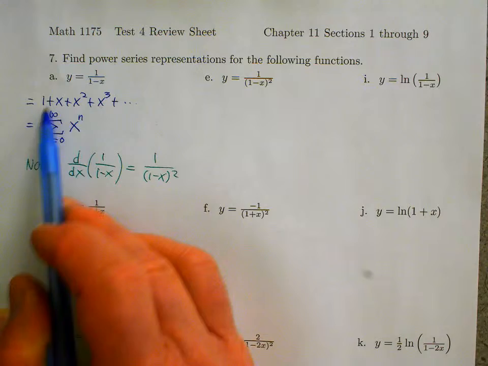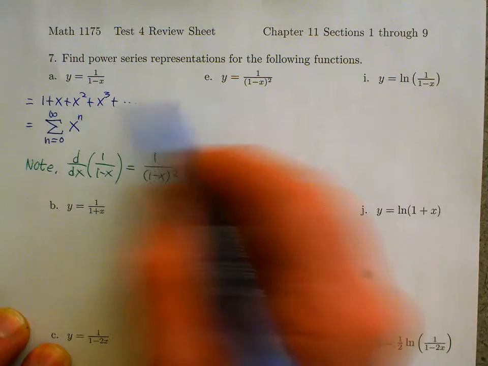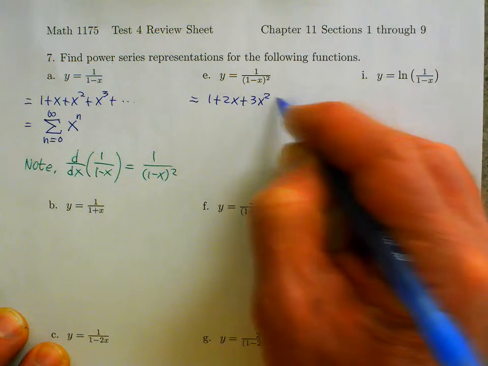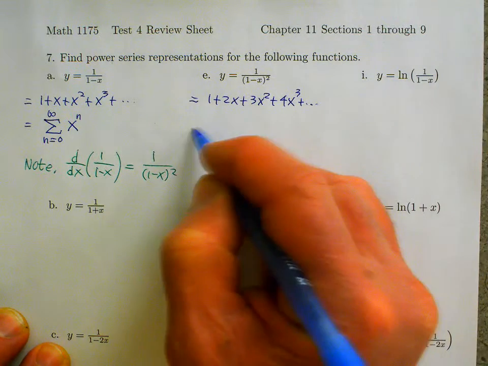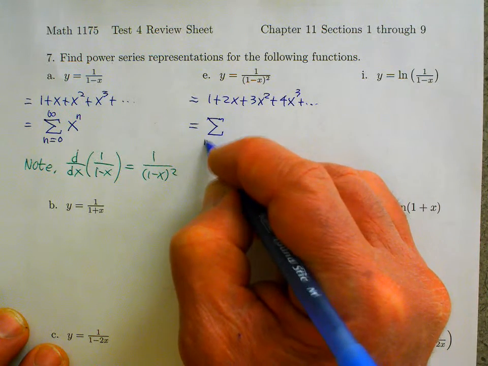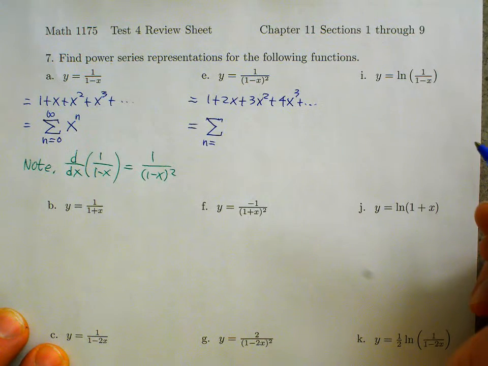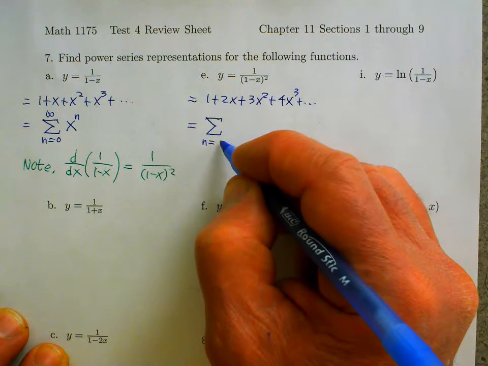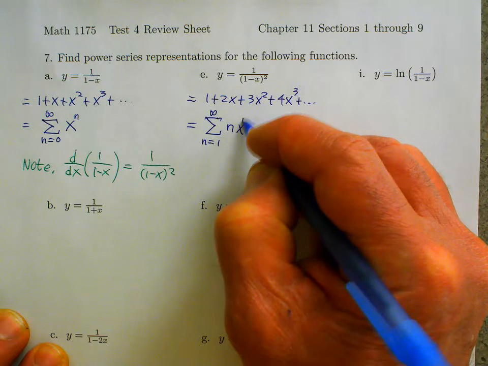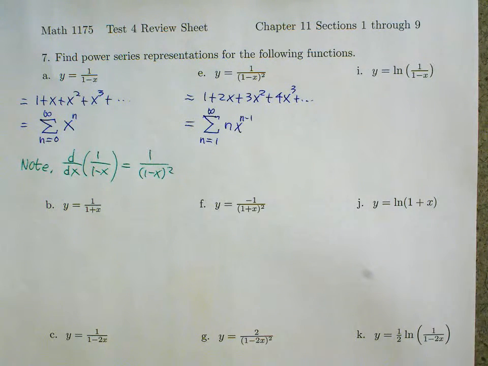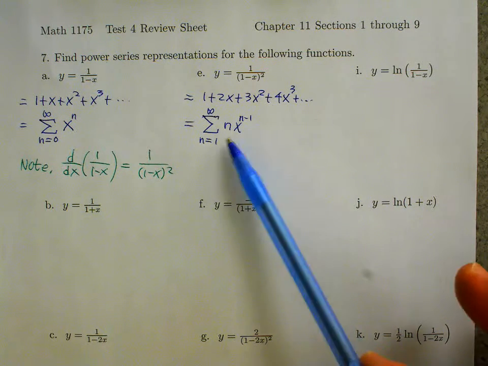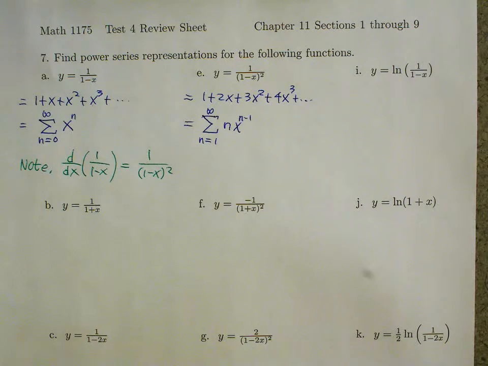So for the power series, just take the derivative term by term. We get 1 plus 2x plus 3x squared plus 4x to the third and so on. So in sigma notation, we can write n times x to the n minus 1. So let's test that out. When n is 1, 1 times x to the 0 is 1. When n is 2, 2 times x to the 2 minus 1. Yeah, that appears to work.